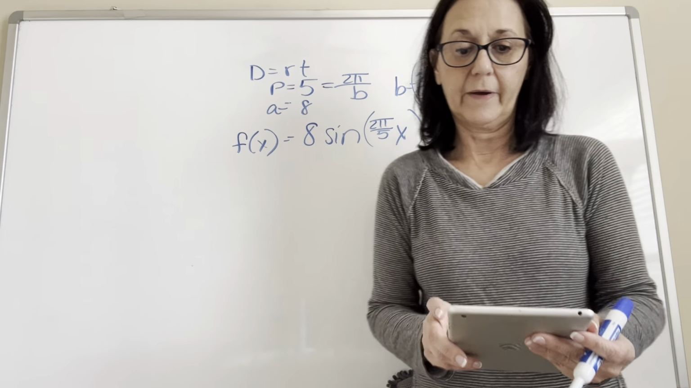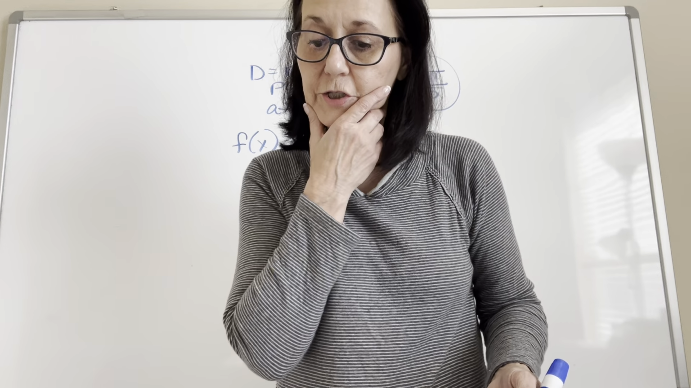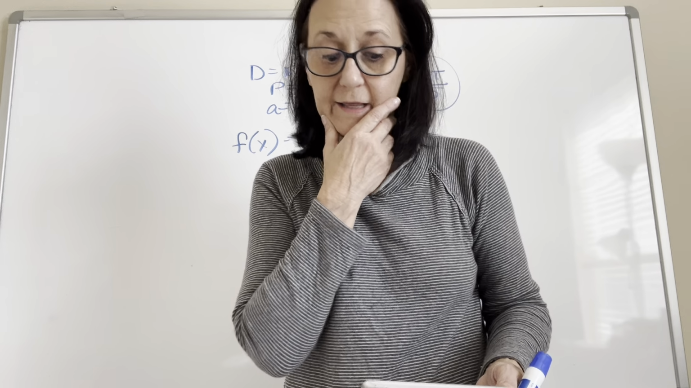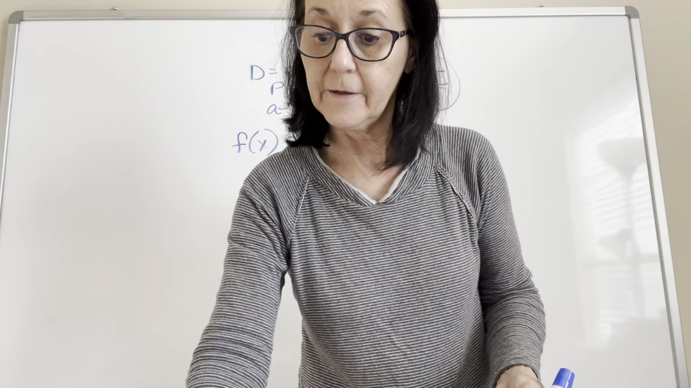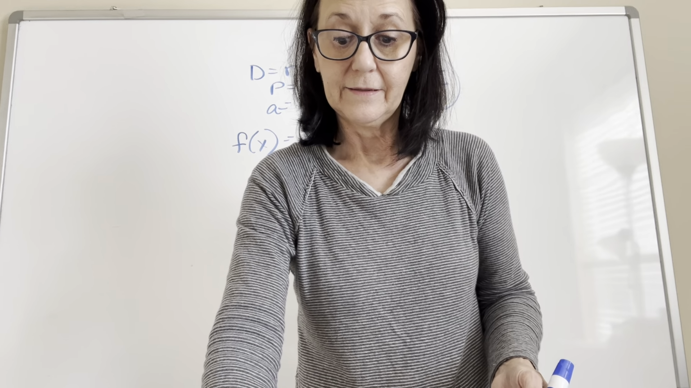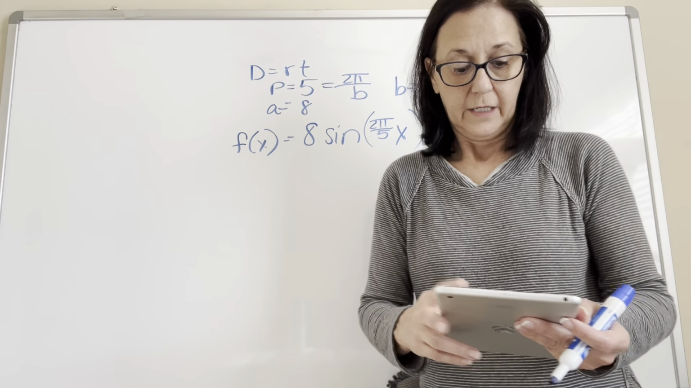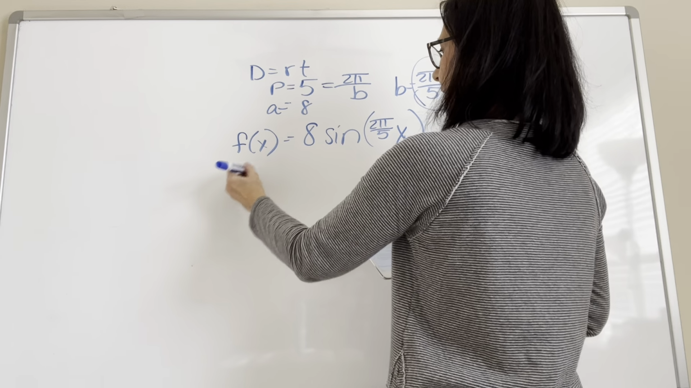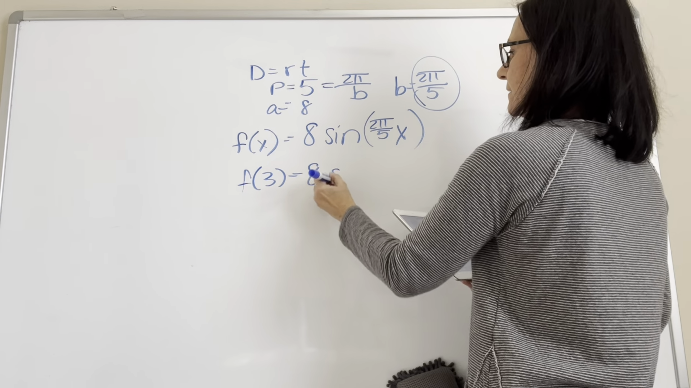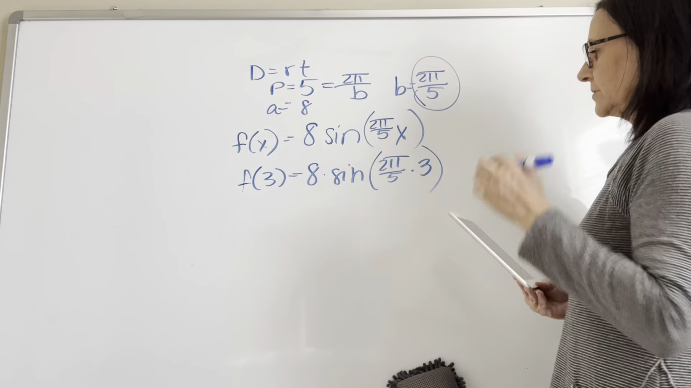Now, C. Let me go back and read C. All right, use the function to predict the height. That means the y value. Remember, height is on that y-axis after 3 seconds. All right, and our seconds are on the x-axis. So we're just going to plug in 3 for x, right? That's what it said. F of 3 is 8 times the sine of 2 pi over 5 times 3, which is really 6 pi over 5.